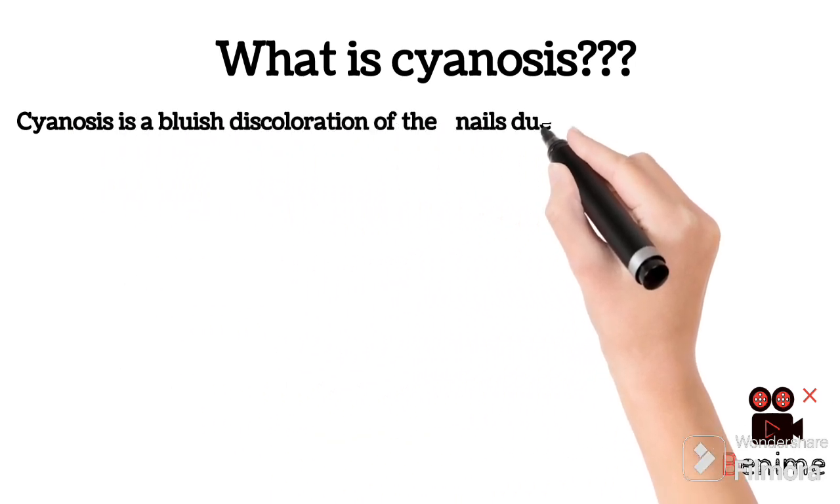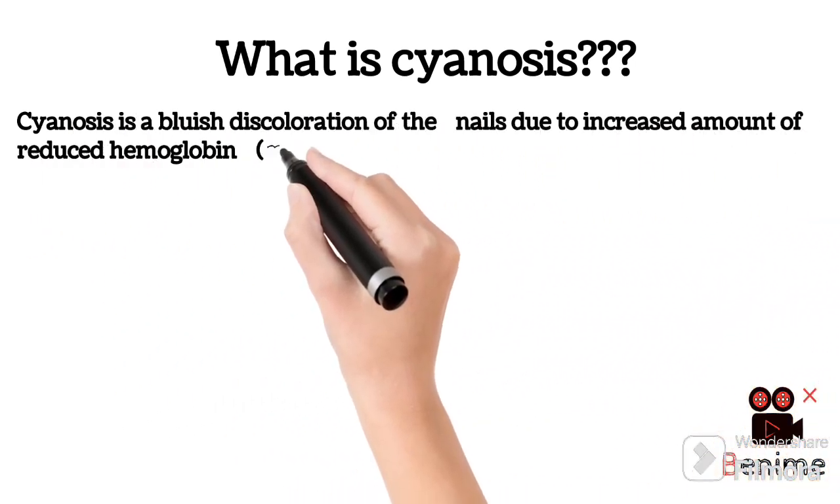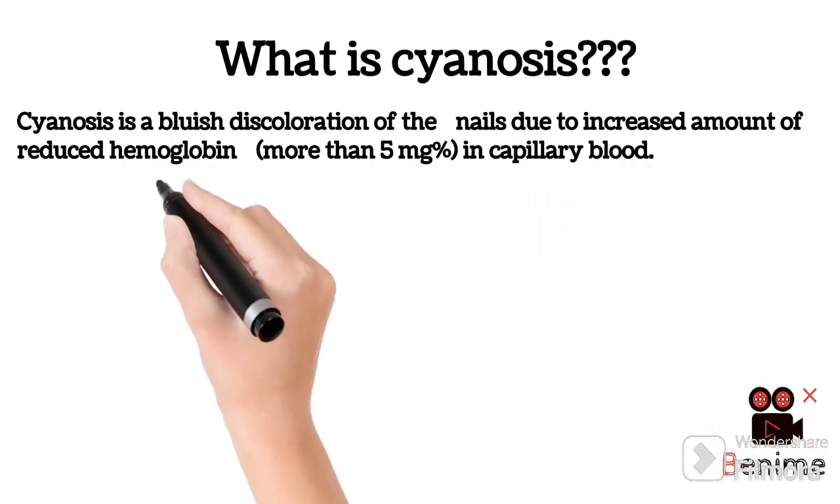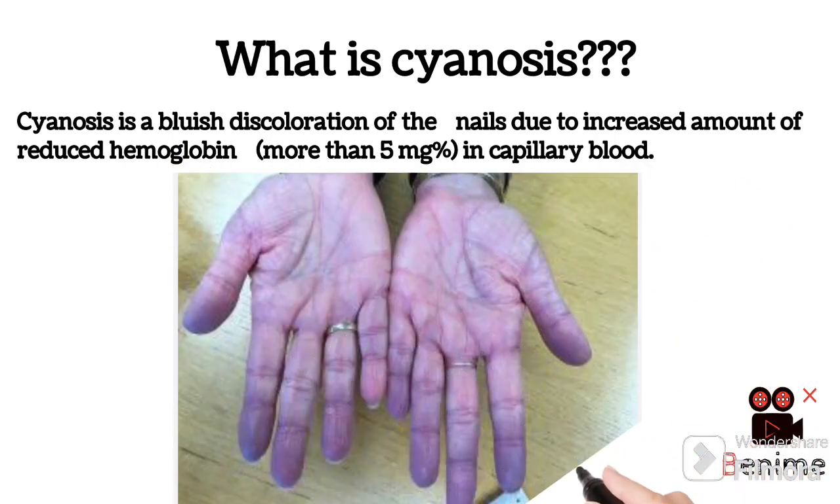Cyanosis is a bluish discoloration of the nails due to increased amount of reduced hemoglobin, more than 5 mg% in capillary blood. You can see the image.